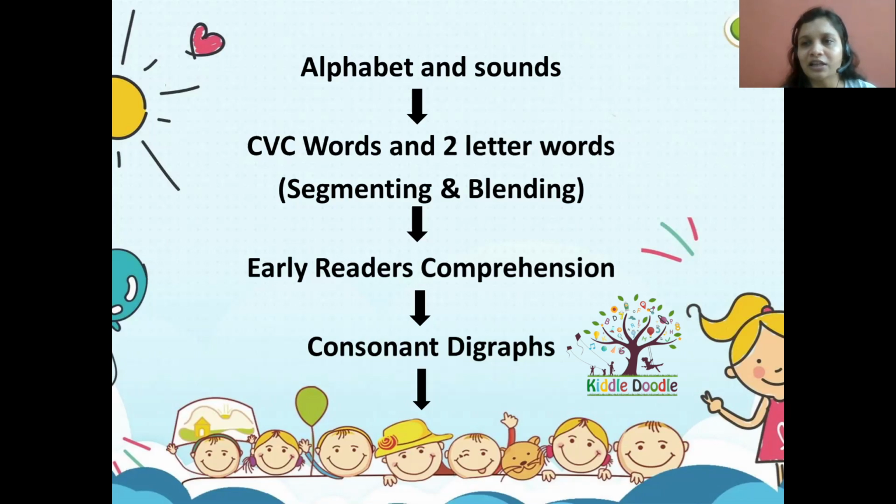So once you're done with alphabet and sounds, my suggestion is go with segmenting. Give them little exercises to practice beginning letter sounds, middle missing letter sounds, and the ending letter sounds. And once you feel they are confident and thorough, then go ahead with blending those sounds to form the word.